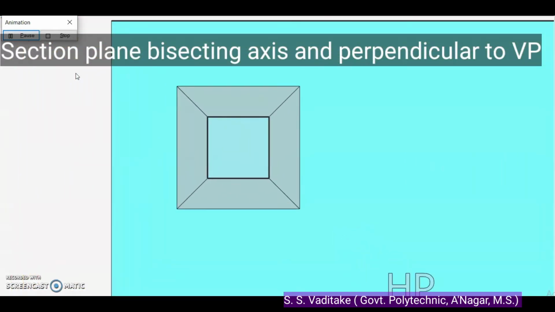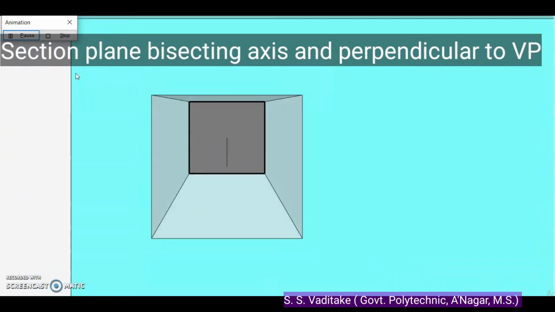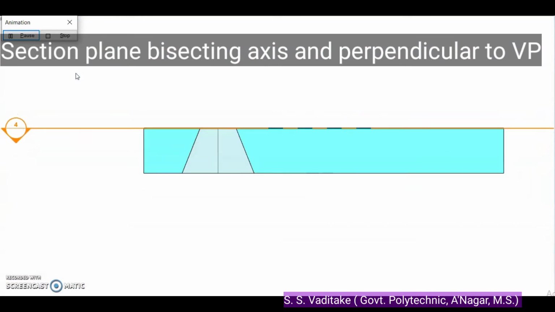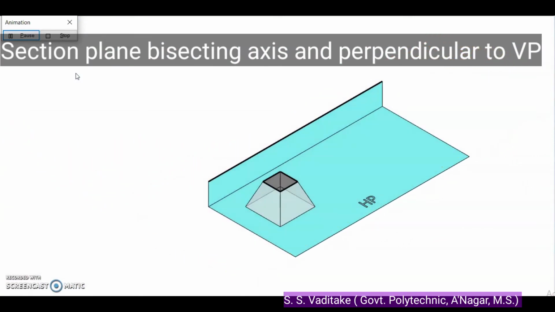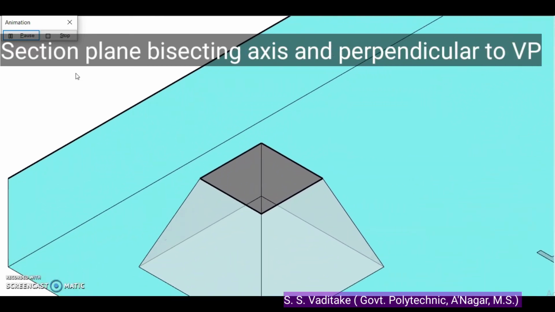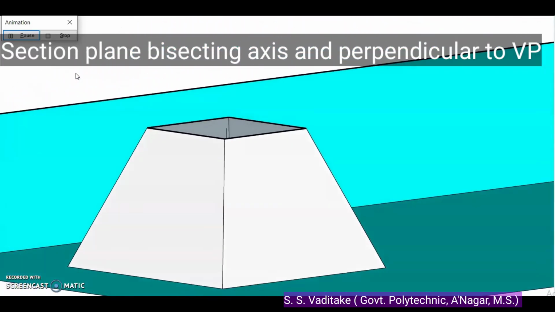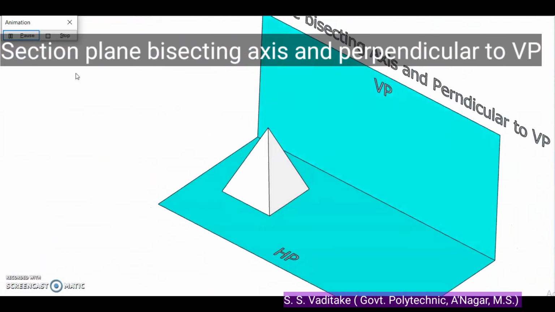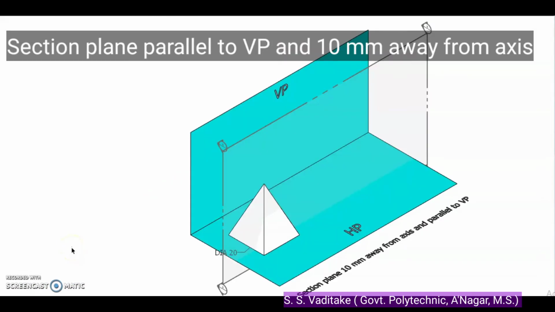Then its sectional top view appears like this one, and it also shows the true shape because the cutting plane is parallel to HP. The true shape is a square. Now consider the next case.